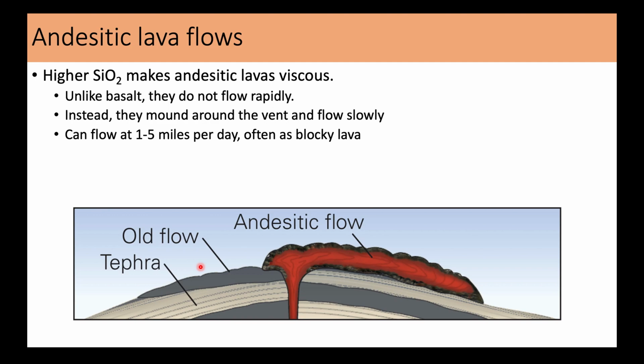Now we have andesitic lava. So andesite is another type of intermediate igneous rock. Andesitic lava has a bit higher silica content than basalt, so it makes the andesitic lava a little more viscous. So it does not flow rapidly. It does flow a bit. So andesitic lava will often sort of mound around the vent of the volcano. It might flow a little bit, but it doesn't flow the way that the basaltic magma does. So this isn't going to flow very far from the volcano at all. It'll maybe move 1 to 5 miles per day, and it's often very blocky lava. So it's thick, blocky lava. It's not smoothly flowing lava that you would see with a basaltic lava.